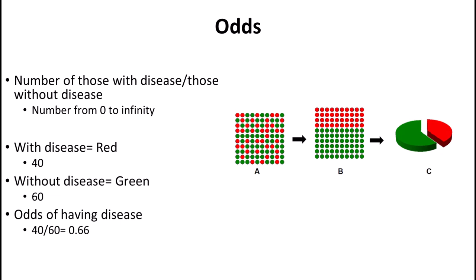An example of that is shown on the right-hand side of the slide, where the individuals in red are those that have the disease, and there are about 40 here. Those shown in green, about 60, don't have the disease. So out of the total population, what are the odds of having this disease? That is simply the total number of those with the disease, which was 40, divided by the total without the disease, which was 60, and the odds of having this disease in a population of 100 is 0.66.